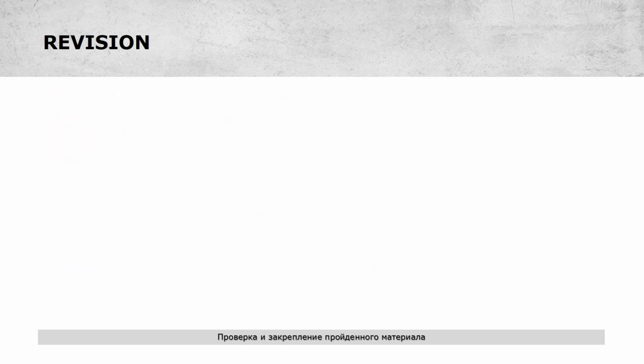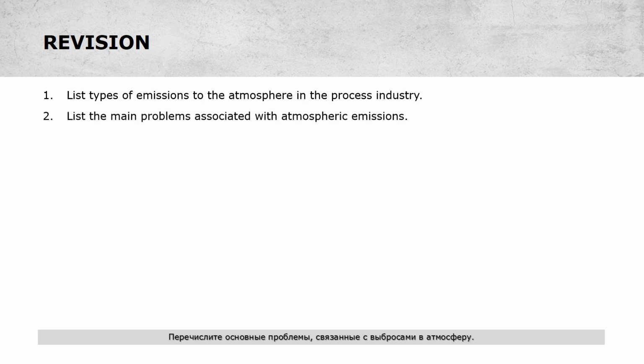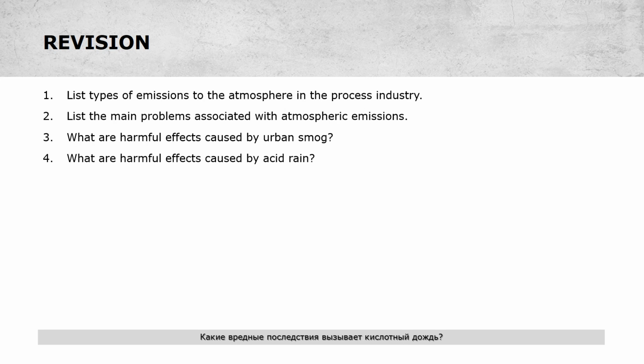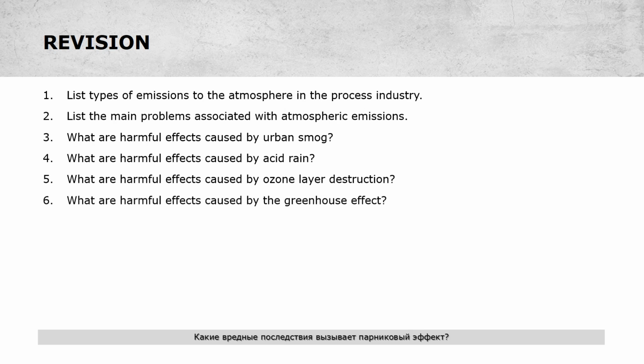Revision. List types of emissions to the atmosphere in the process industry. List the main problems associated with atmospheric emissions. What are harmful effects caused by urban smog? What are harmful effects caused by acid rain? What are harmful effects caused by ozone layer destruction? What are harmful effects caused by the greenhouse effect?